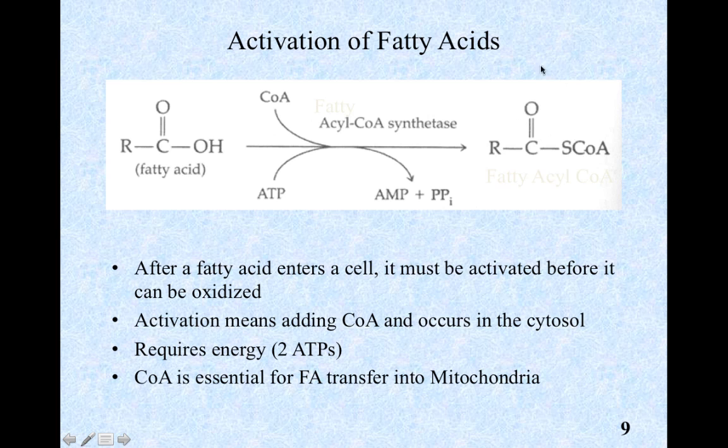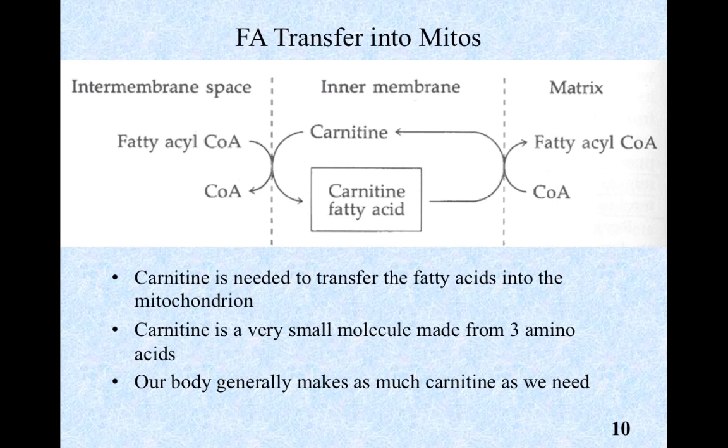Now this activated fatty acid has a coenzyme A attached, and that coenzyme A is essential for that fatty acid to be transferred into the mitochondria. Those fatty acids can go through the mitochondrial outer membrane, but for them to go through the mitochondrial inner membrane, they require a small little molecule called carnitine. And carnitine is a peptide that is needed to transfer the fatty acids into mitochondria.